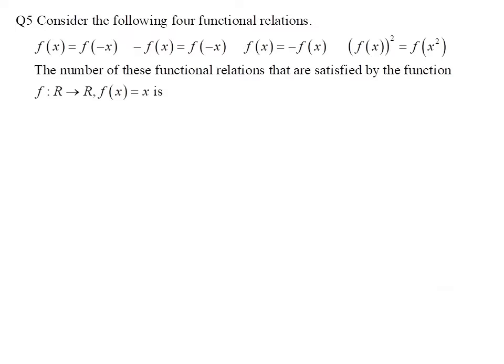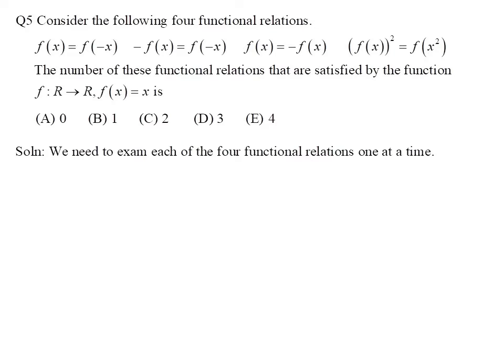In question 5, the question is to find how many of the given functions are equivalent to the function f of x equals x, where its domain is the real numbers. To answer this question, we need to examine each of the 4 functions one at a time. As for A, since f of x equals x, f of negative x equals negative x, which equals negative f of x, which does not equal f of x. So A is not correct.